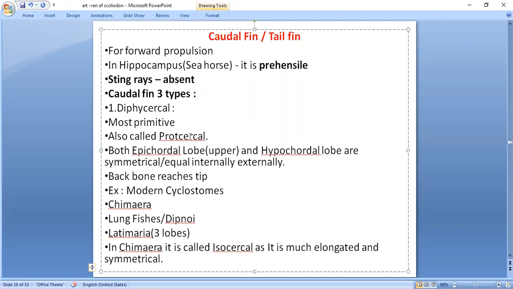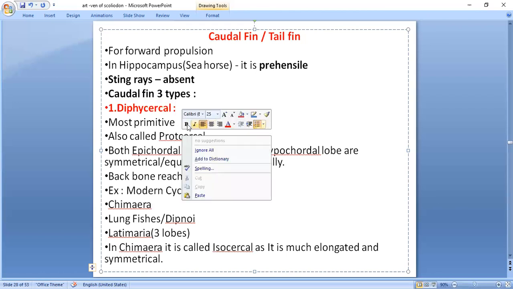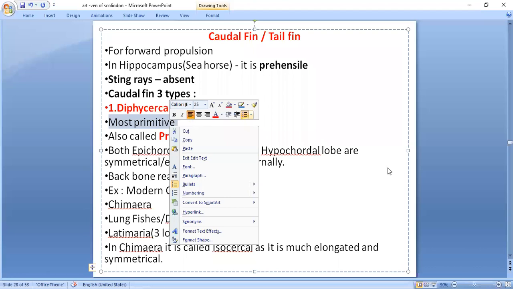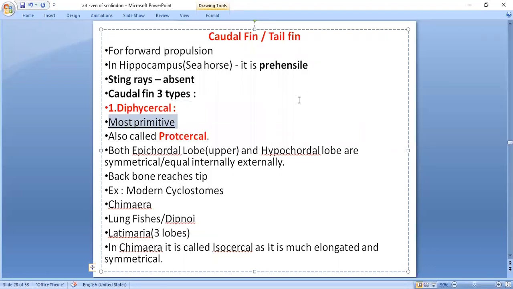So, the first one is diphycercal, which means symmetrical. We can also call it protocercal. It is the most primitive type of caudal fin out of three, the most primitive or old, undeveloped type of caudal fin. Here, diphycercal means a symmetrical type of caudal fin.